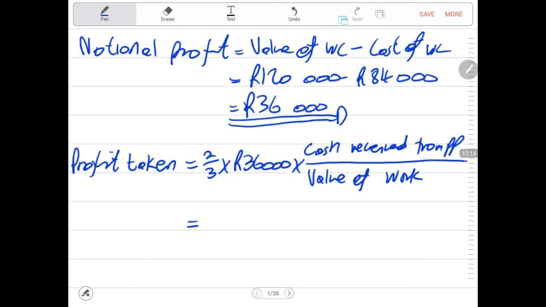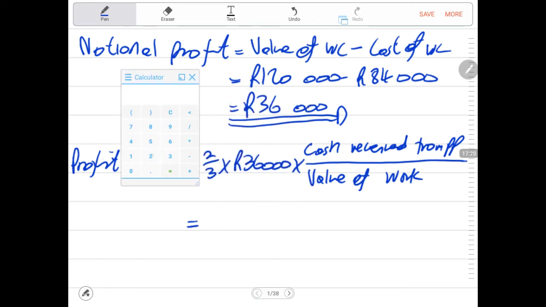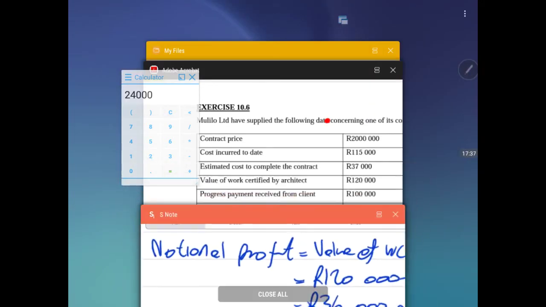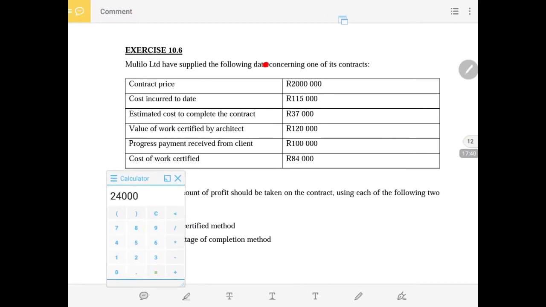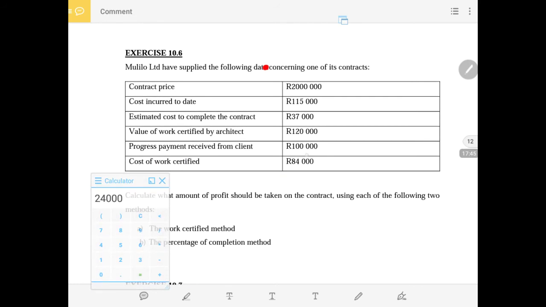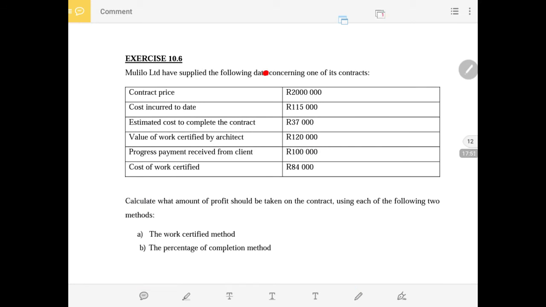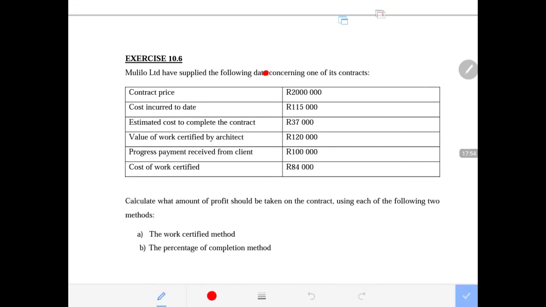Then we do our calculations. I always prefer that you first say 2/3 times 36,000. If you do that, it will make your life very easy. That gives 24,000, times the cash that was received from progress payment, where we have the progress payment received from the client. The client has paid us 100,000 rands.